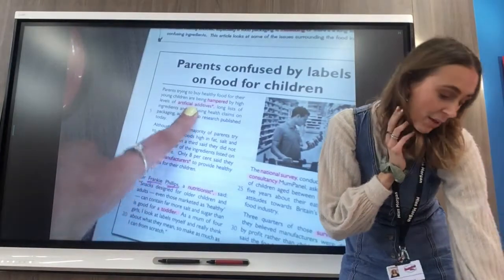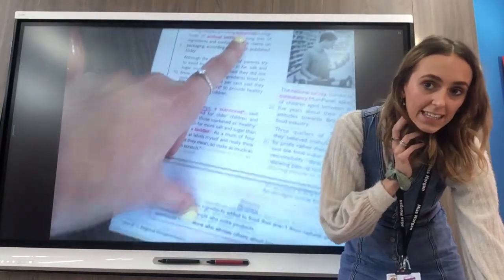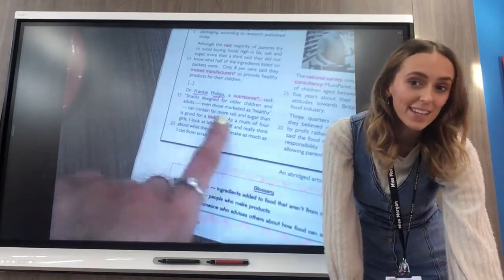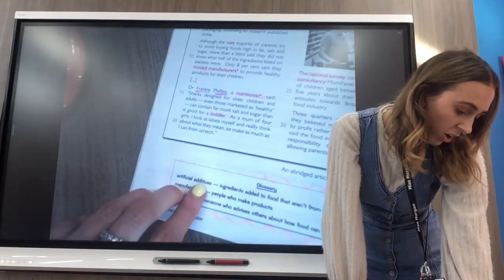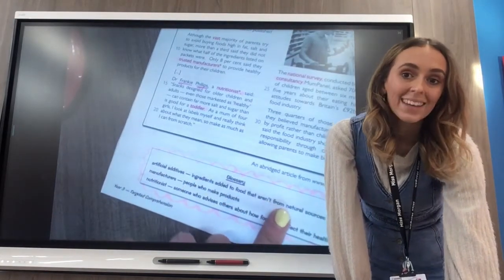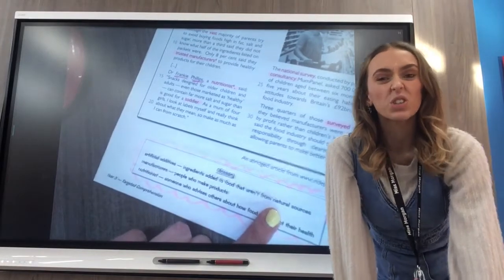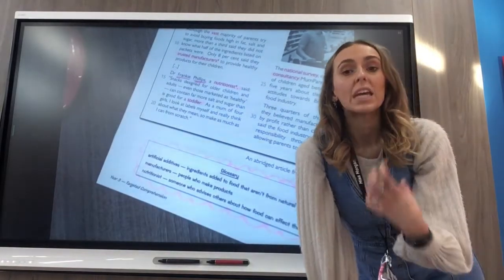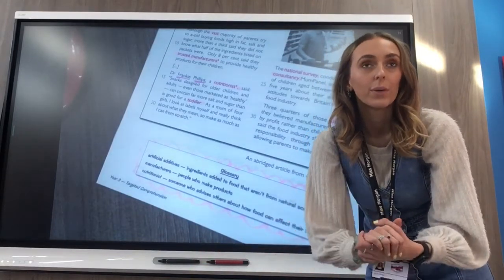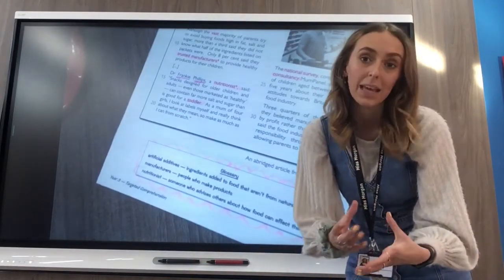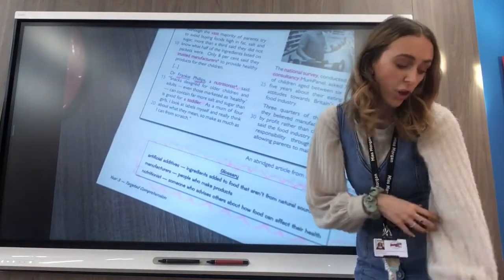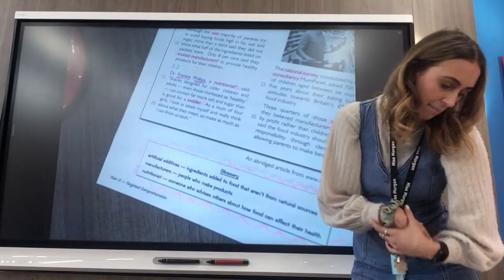Artificial additives. Now, the little star there is directing you to the glossary down here. I've put pink highlighter all around it so it stands out to you. And it says artificial additives are ingredients added to food that aren't from natural sources. So a natural source is something that we don't produce. Potatoes grow in the ground, they are natural. We don't really have to do anything to them to make them grow. However, chocolate is made in a factory. They've got lots of artificial additives in them.